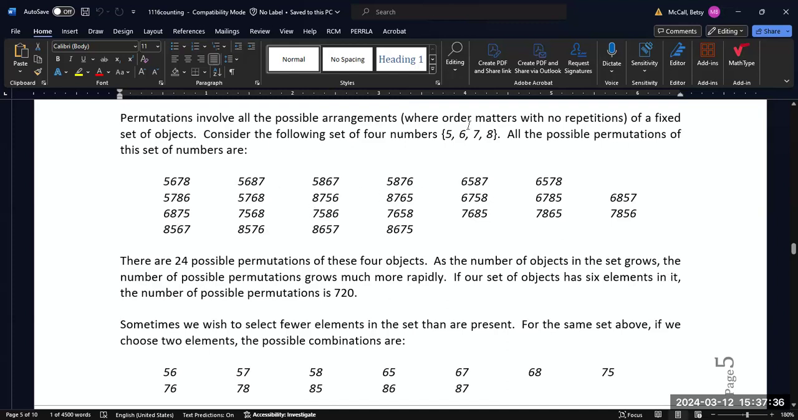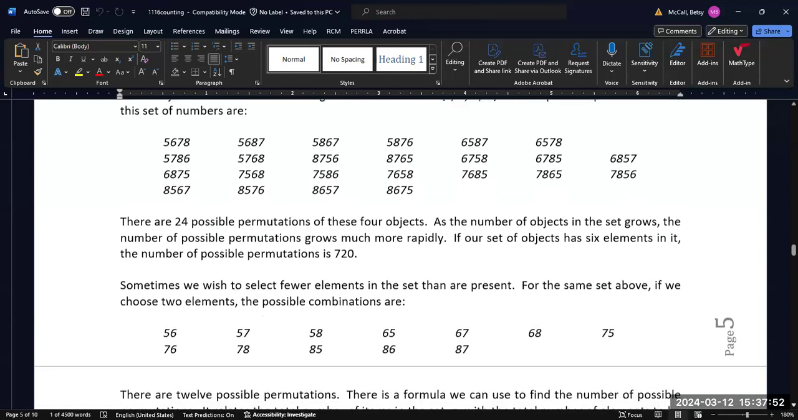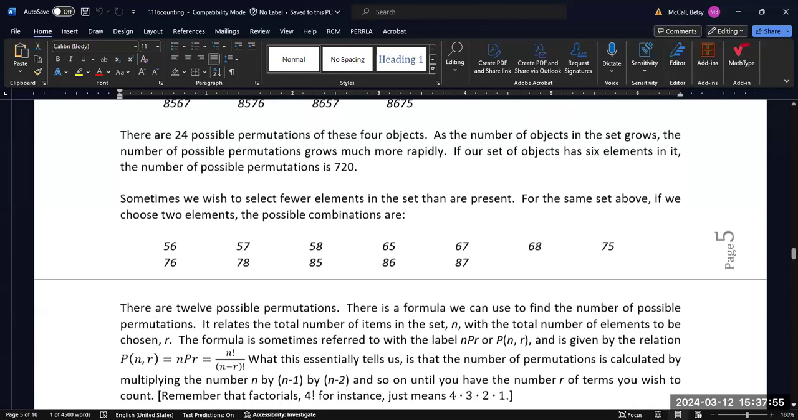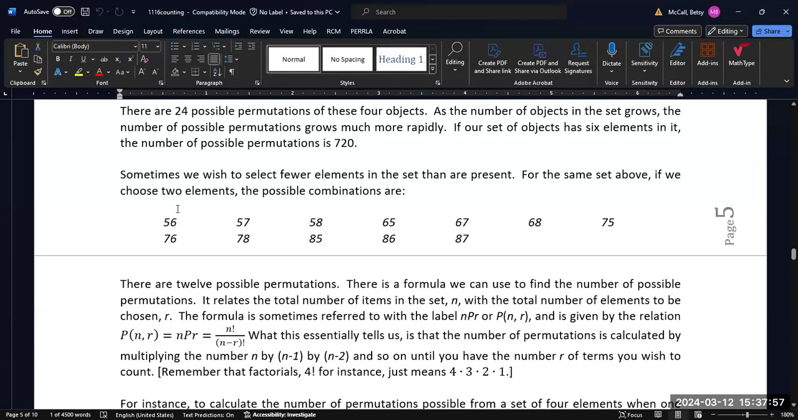As you increase the number of elements in your set, the number of permutations increases dramatically. If we have 6 elements in our set and not 4, we end up with 720 possible permutations. Now, if we want to select fewer elements than are present, we might choose 2 elements of the 4 that were available, in which case we're looking at this list. In this case, there are 12 permutations that are possible.